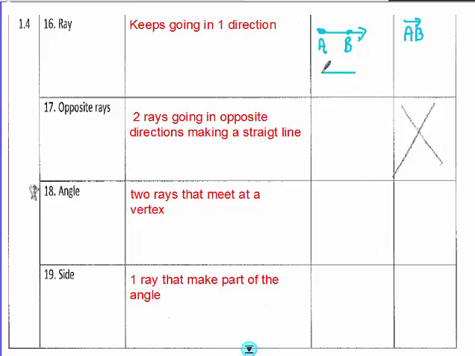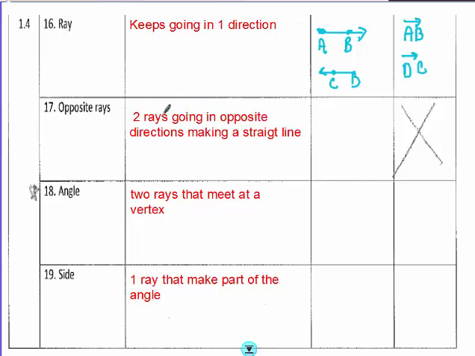But when you have a ray that points like this, let's say I have the letters C and D on it. When you're naming a ray, you always have to have the endpoint letter first. So even though looking left to right the letter C comes first, I need to put the letter D first and then C, and it always points to the right. Take note of that, keep that written down. So a ray is something that keeps going in one direction.